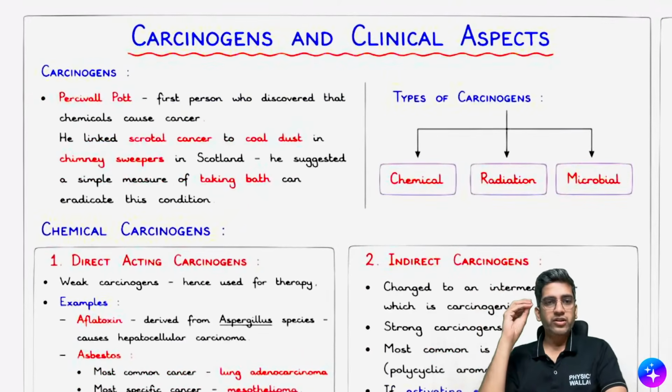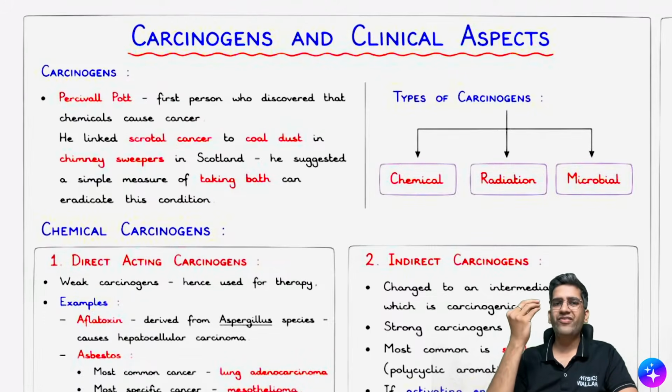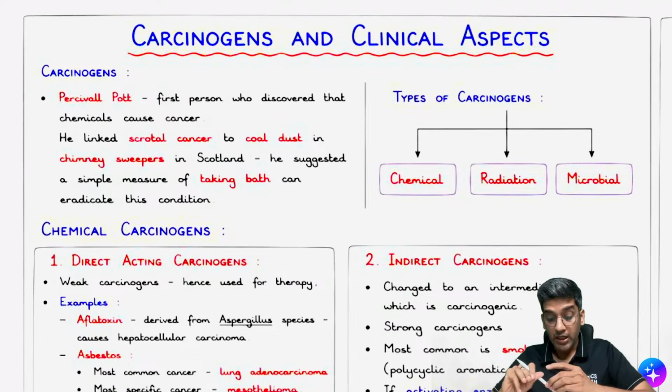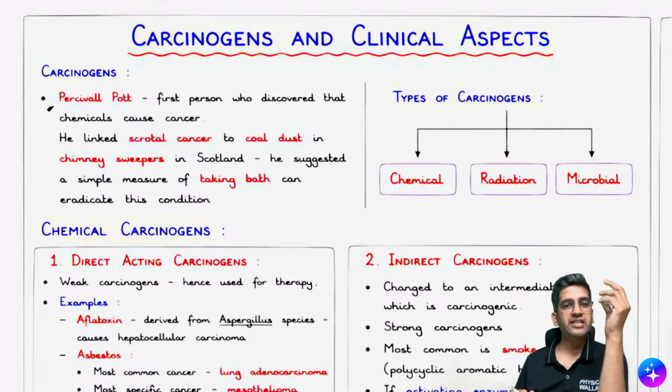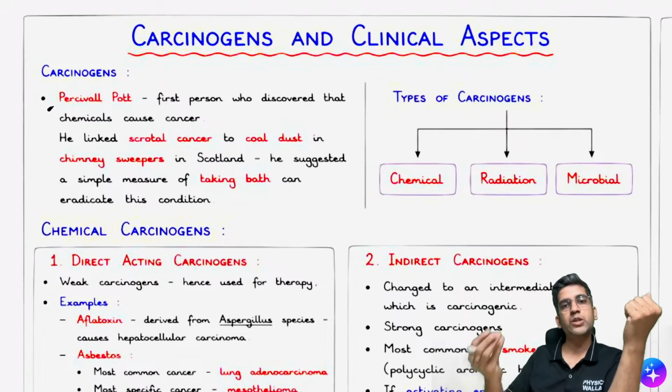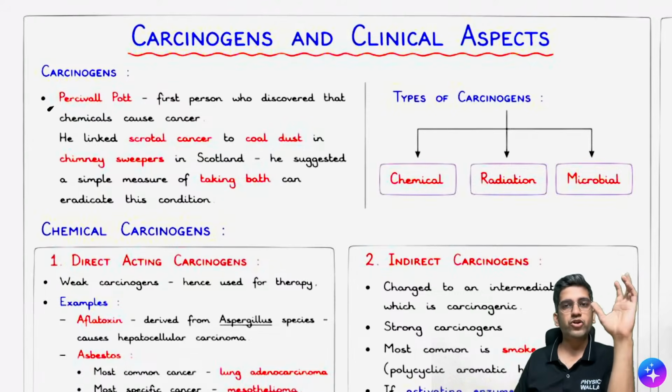See, the first and most important thing is that a carcinogen should be chronic. Acute exposure very rarely causes cancer. Unless it's something like Chernobyl, it will not cause cancer. Percivall Pott was the first to discover that chemicals can cause cancer. He described scrotal cancer in chimney sweeps, because the coal dust got deposited in the scrotum and was not cleaned properly, so it caused cancer.